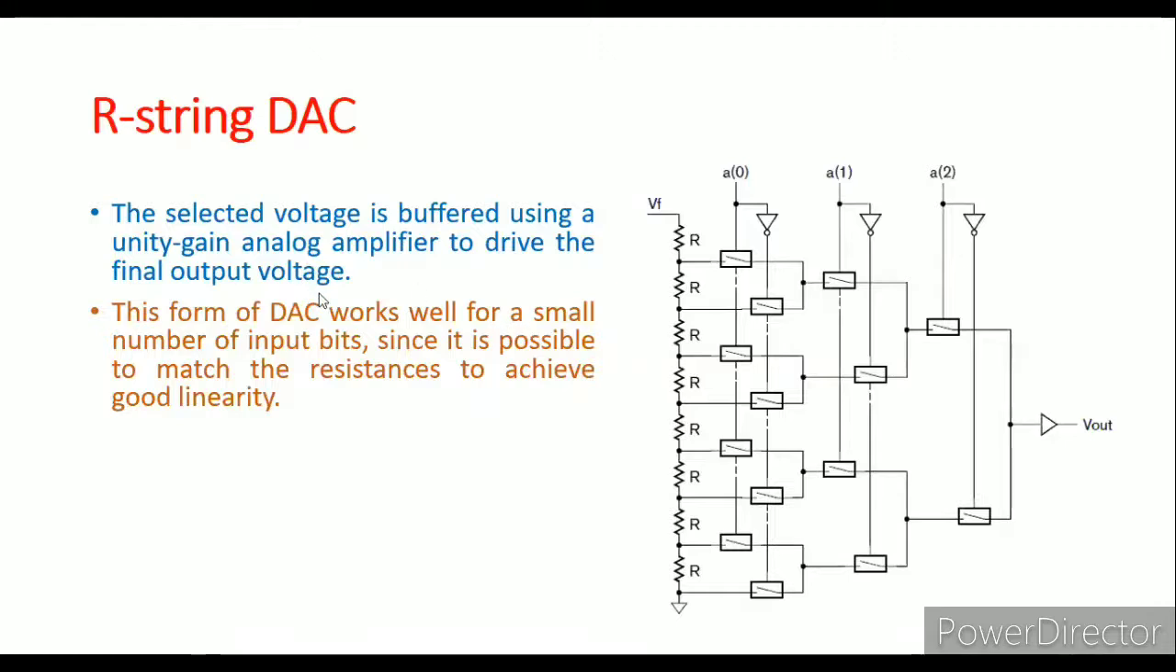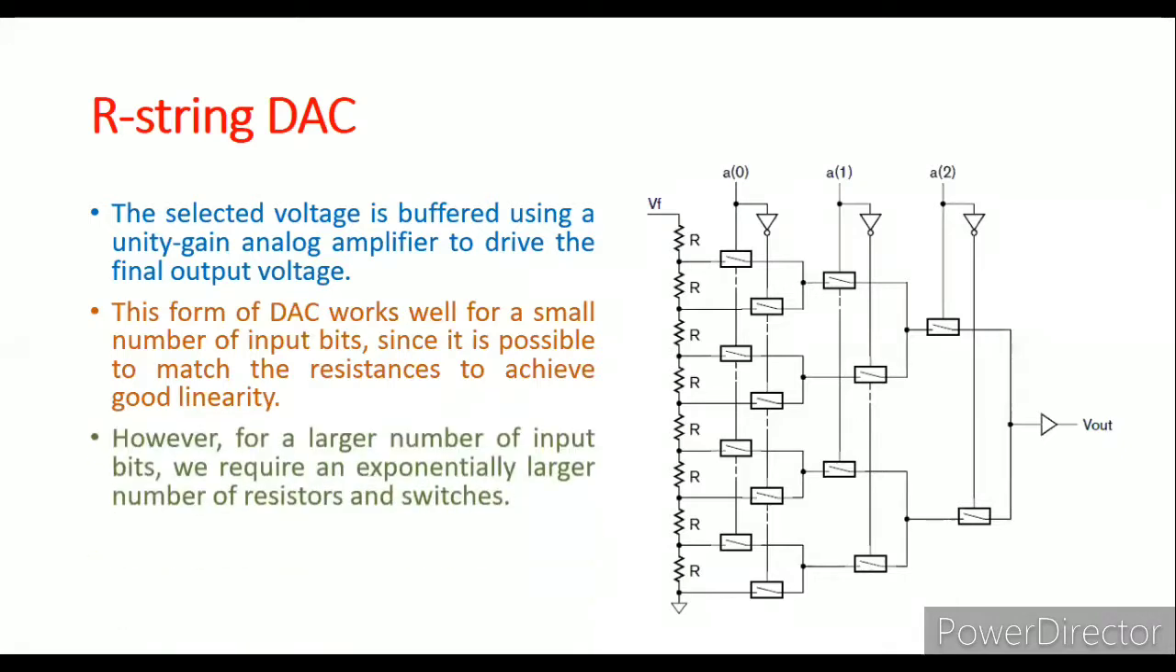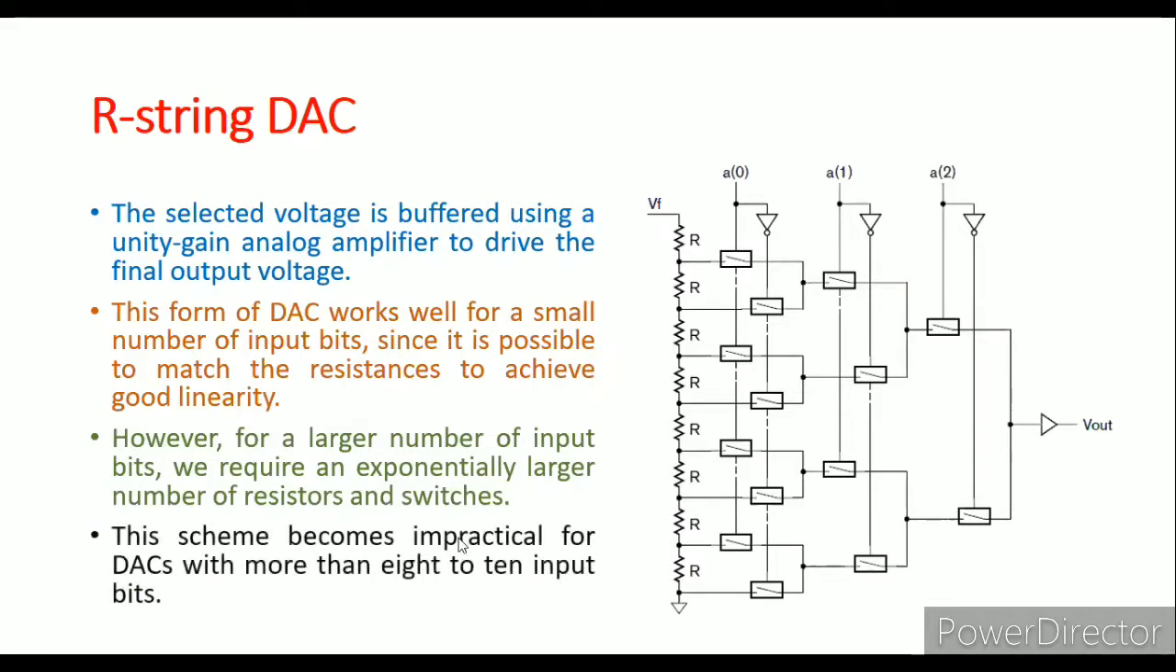works well for a smaller number of inputs since it is possible to match the resistance to achieve good linearity. But as the complexity increases, this is not sufficient for us to use it. We go for the next, advanced version of it. However, for a large number of input bits, we require an exponentially larger number of resistors and switches. So this becomes impractical for a DAC with more than 8 to 10 input bits. So to avoid this, we are going for the next stage.